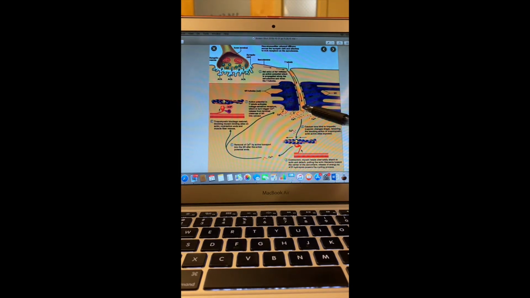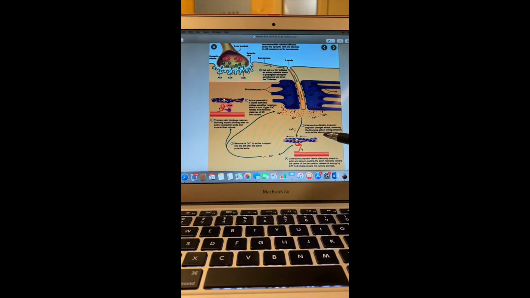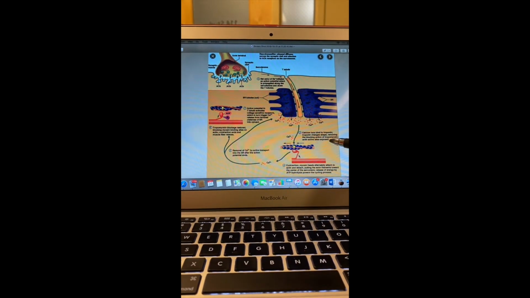Next, calcium works with the troponin-tropomyosin complex. This is when the calcium binds to troponin, and troponin changes shape, which moves the tropomyosin. The tropomyosin exposes binding sites of actin, making it able to bind to myosin.